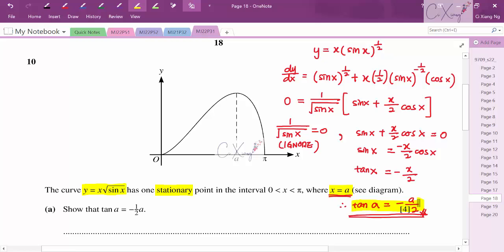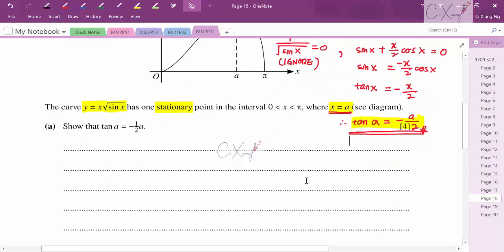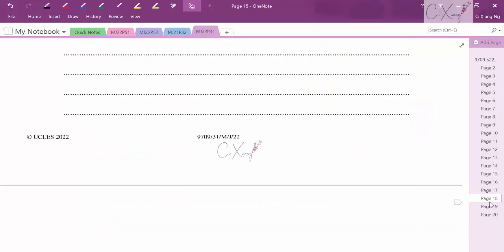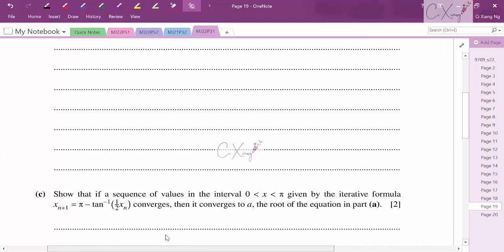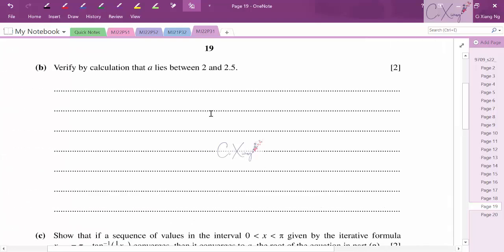Alright, so this is what we have for part A. And then now let's proceed to part B. For part B, they want us to verify that the root A lies between 2 and 2.5. Our original equation in part number 1 is this one.